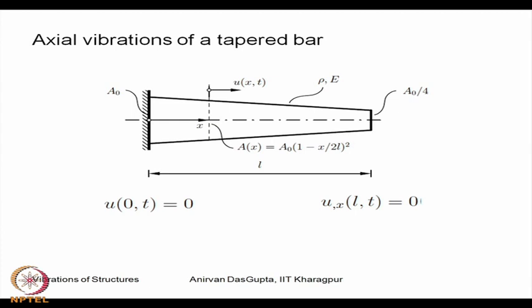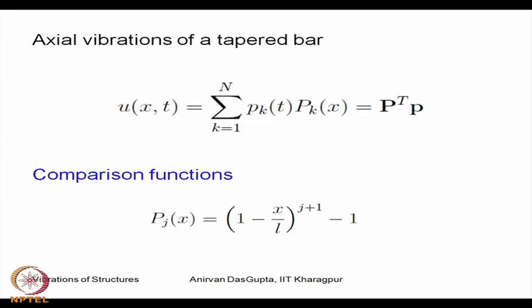Here we have the fixed free bar once again, and we have the geometric boundary condition at the left end and the natural or dynamic boundary condition at the right end. Now, we have to choose the comparison functions, which must satisfy all the boundary conditions of the problem, which means they must satisfy the geometric as well as the natural boundary conditions. Let us look at a particular choice as shown here.